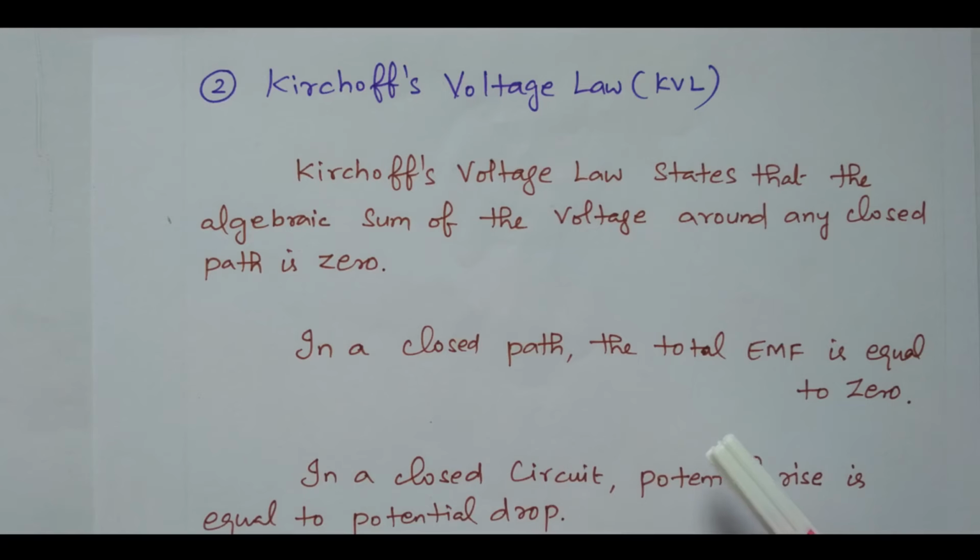That is analyzed by Kirchhoff's current law. In voltage law, we are analyzing the voltage in a closed path. In other words, in a closed path, the total EMF is equal to 0. One EMF may be positive, one EMF may be negative. While adding all the EMF, the total EMF is equal to 0. In other words, we can say that total EMF is 0.